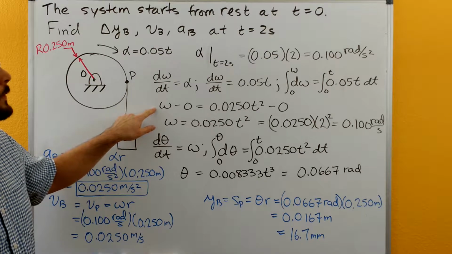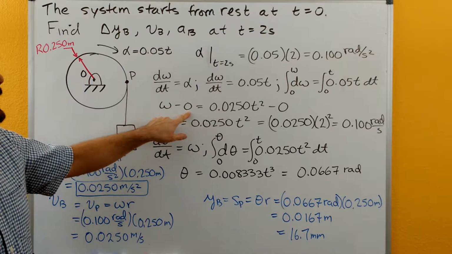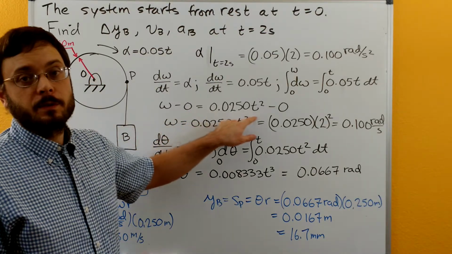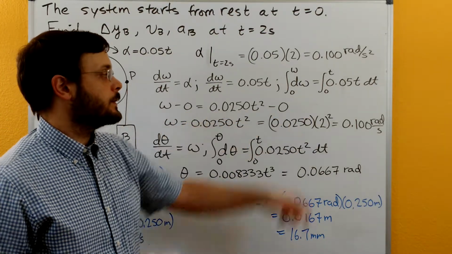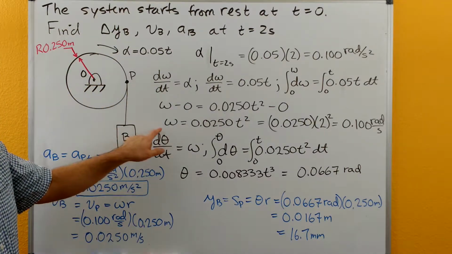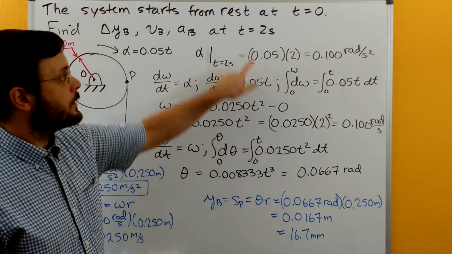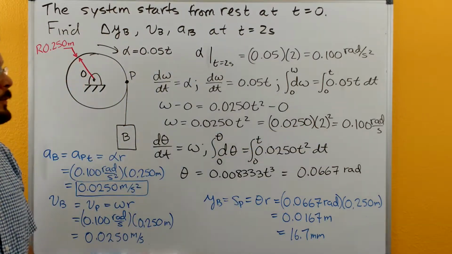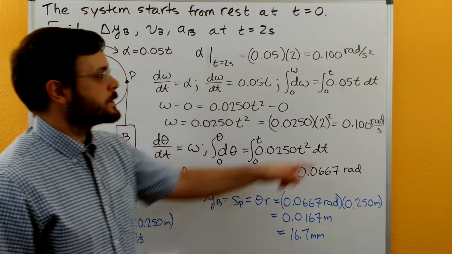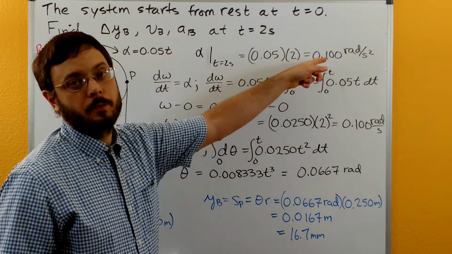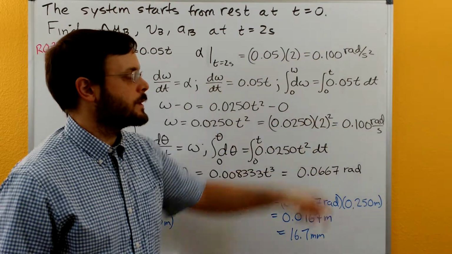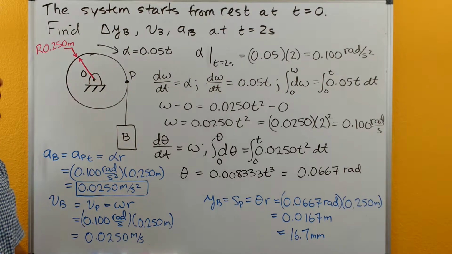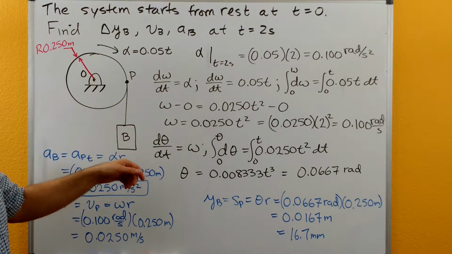Integrating and then plugging in, we get omega minus 0 with these limits, and then we get the 0.025 t squared minus 0, plugging in the limits here. So we can clean this up and plug in our t is equal to 2, and we get our omega of 0.1 radians per second. It's just coincidence that the 0.1 radians per second squared here is the same number as the 0.1 radians per second that we get down there. That's not a general result.